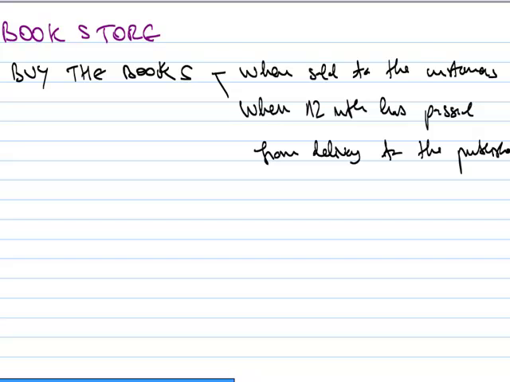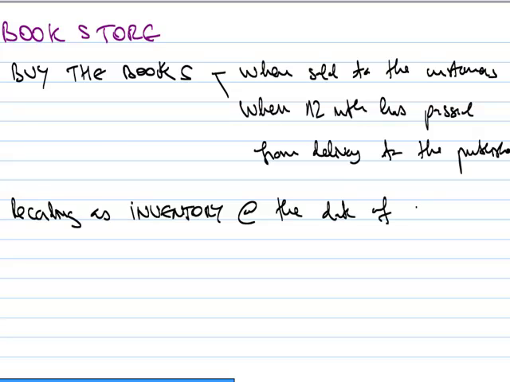We are a bookstore. We sign contracts with 3 or 4 different publishers. They send the books to us, but we buy the book either when we sell it to the customer or, after 12 months, I have a right to return it back to the publisher. This is the scenario here. The bookstore is recording the books received as inventory at the date of delivery. So whenever a new shipment comes into our store, we book it as our inventory.